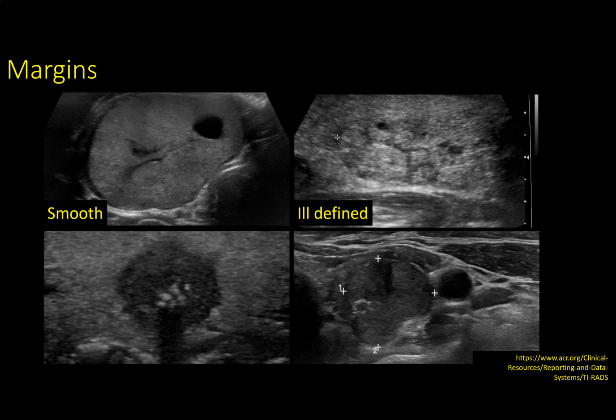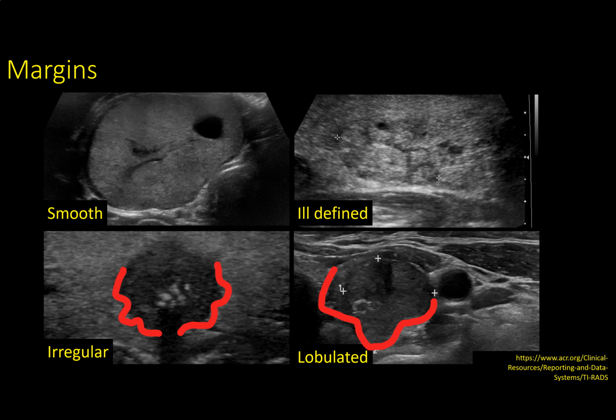You can have ill-defined, basically it's blending in with the background thyroid parenchyma. You can have irregular or lobulated. Both of these margins indicate that the soft tissue nodule is protruding into the surrounding thyroid parenchyma. Lobulated has a smoother look, and irregular has a more jagged look. Distinguishing between lobulated and jagged doesn't have an impact on scoring. They are both 2 points.